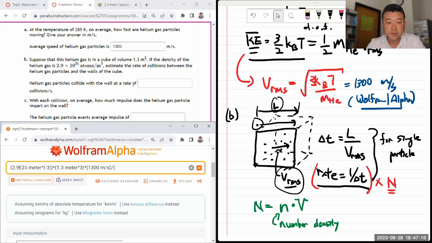Divided by the length of a cube. Oh, I'm not given the length of a cube, but since I know it's a cube of this volume, I can take the volume, 1.3 meter cubed, and take a cube root, which I have to do by raising it to a power of a third. So the unit I get should be some unitless quantity per second. That would be collisions per second.